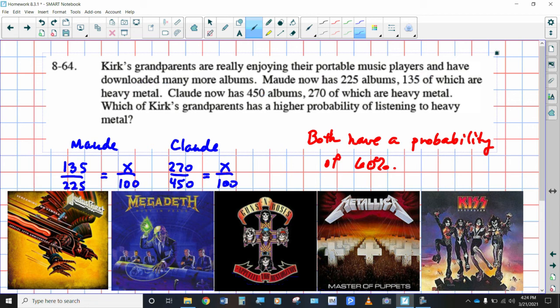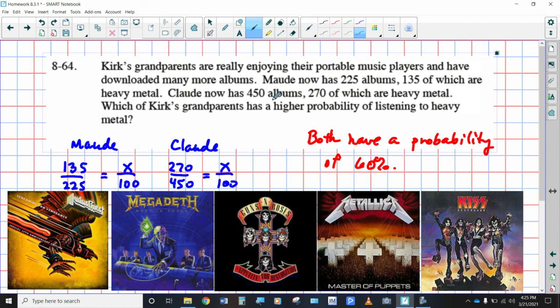And in case you need a little inspiration as to which heavy metal albums maybe you should go listen to, I highly recommend Judas Priest's Screaming for Vengeance. Megadeth's Rust in Peace. Guns N' Roses' Appetite for Destruction is one of the greatest albums of all time, as is Metallica's Master of Puppets. And I'm partial to Kiss Destroyer because I used to jam to Detroit Rock City when I was your age. So yeah, those are some good albums.